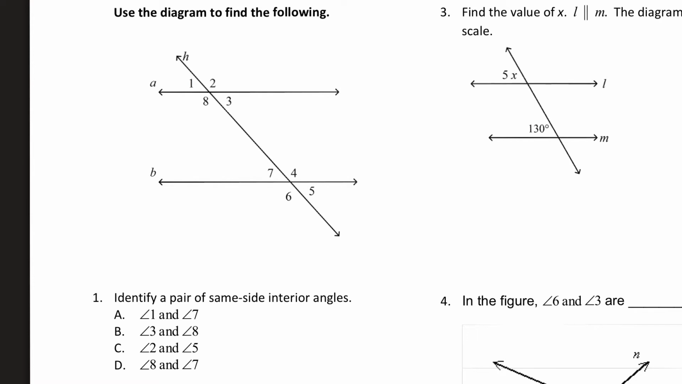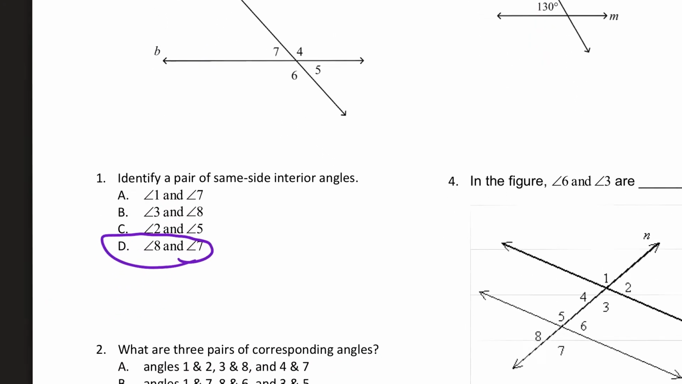In order to be same side interior, they have to be on the same side of the transversal, that side, or all on this side, and between the parallel lines. So between this line and this line. So we're looking for 8 and 7 or 3 and 4. 2 and 5, now 2 and 5 are same side exterior angles. They're outside the parallel lines, but 8 and 7 will work. Just have to change my color. Okay, there we go. 8 and 7.